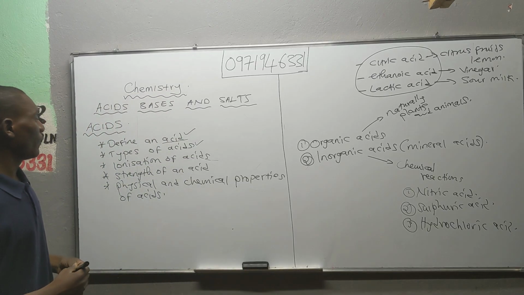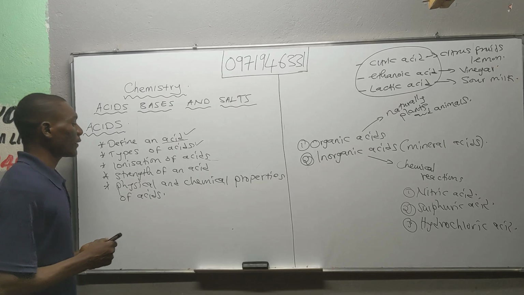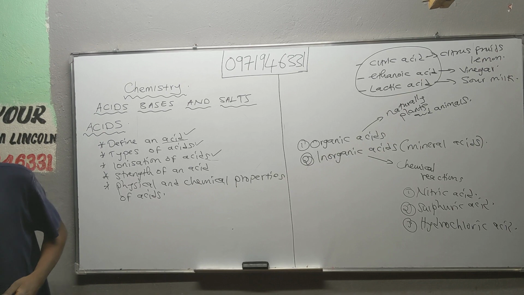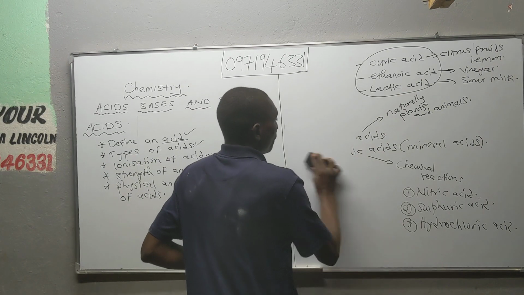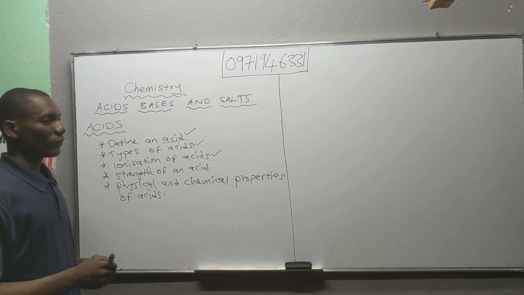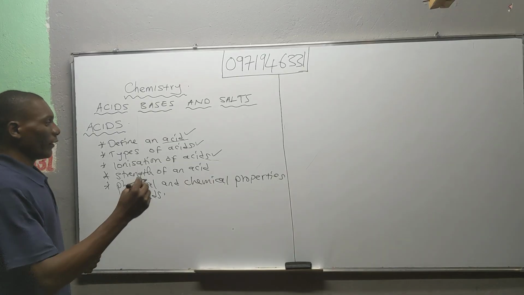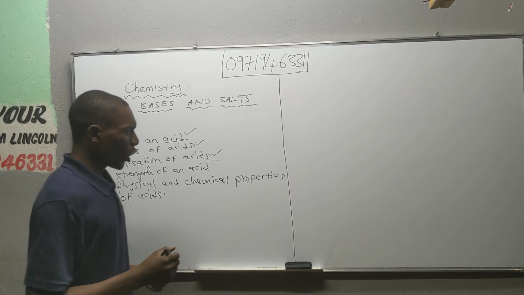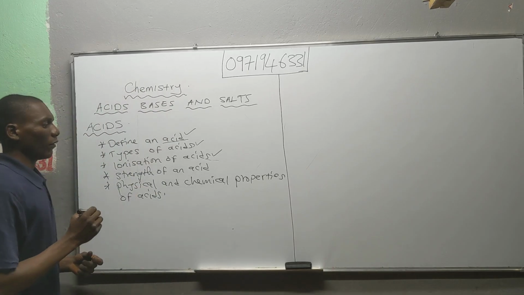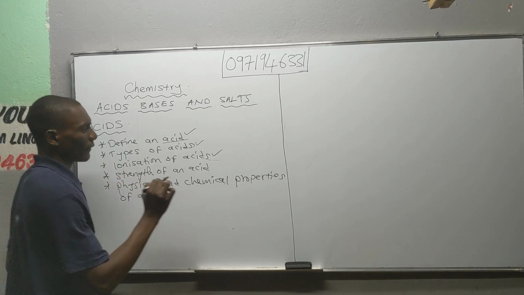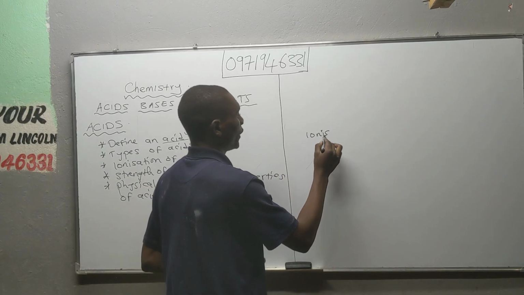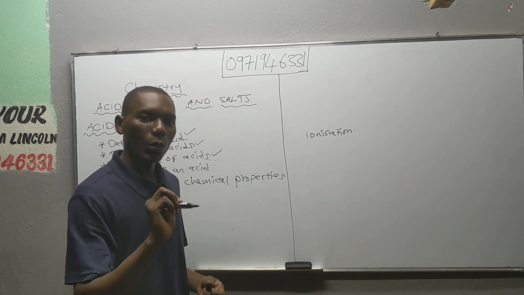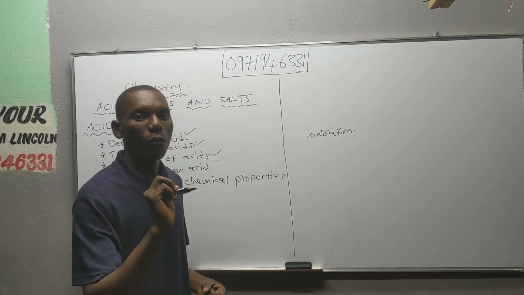So, looking at types of acids, we move on to the third part, where we are going to look at ionization of acids. When we talk of ionization of acids, let's first understand the word ionization. Ionization is simply the process by which ions are formed.